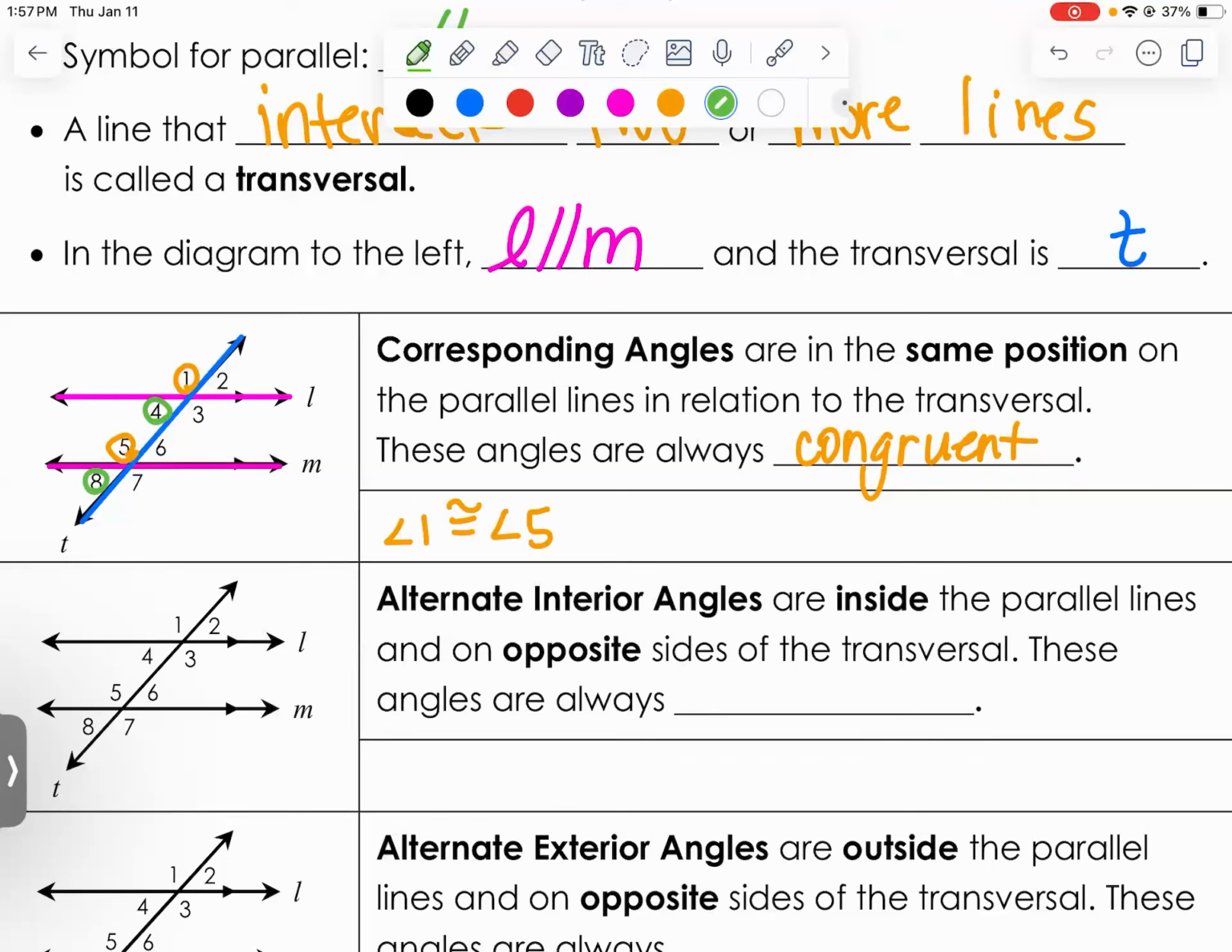Okay, I agree that angles 8, 6, 4, and 2 are all going to have the same measure. But if we're talking about corresponding angles, 8 and 4 are a pair of corresponding angles. 1 and 5 are a pair of corresponding angles. 2 and 6, okay, 3 and 7.